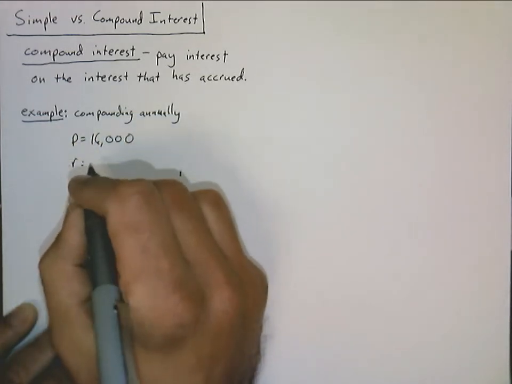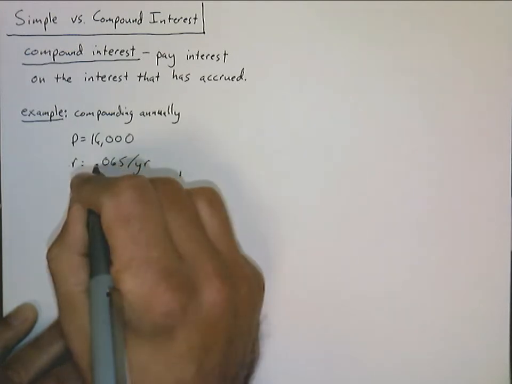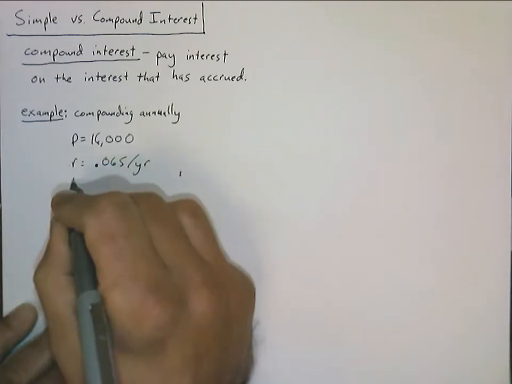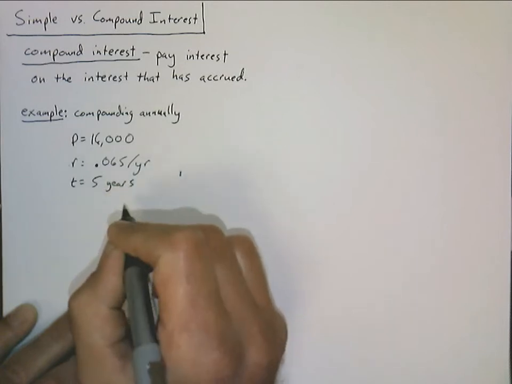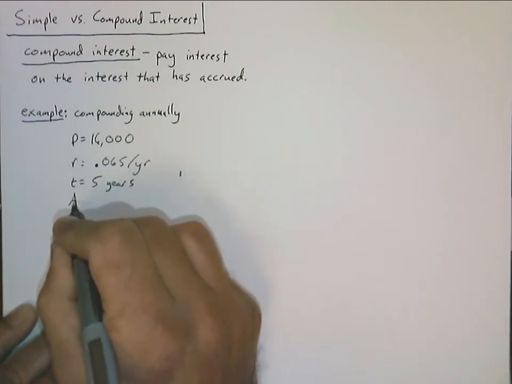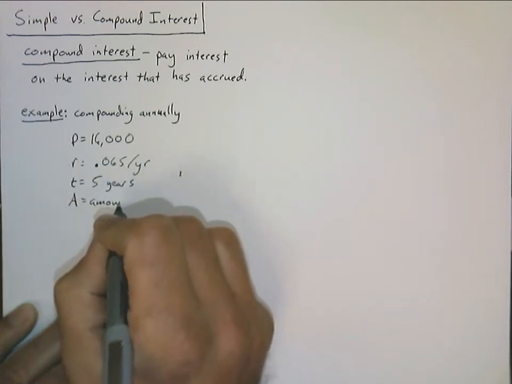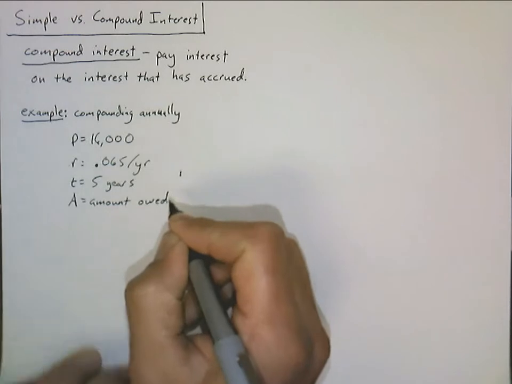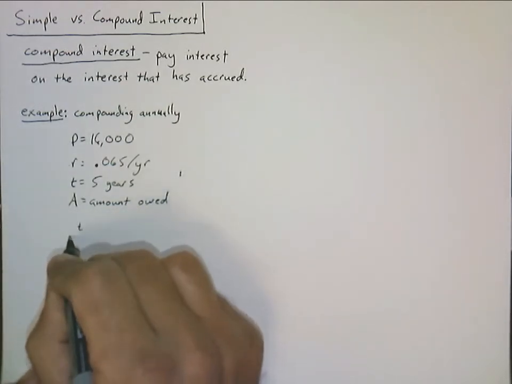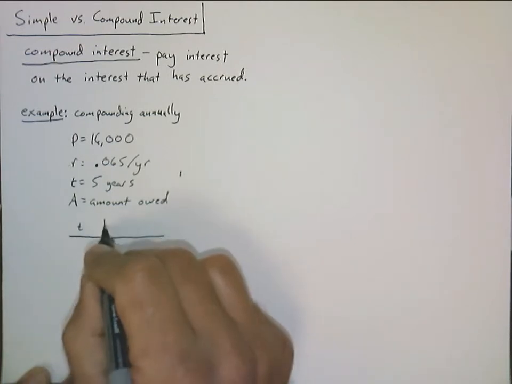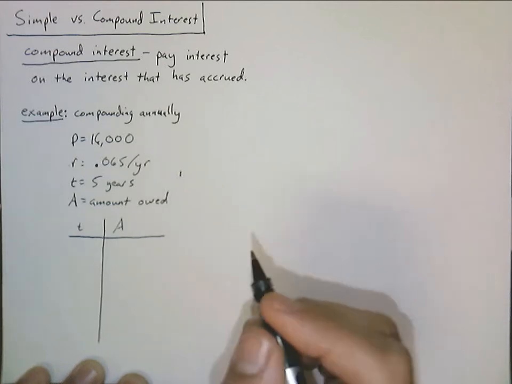The rate is again going to be 0.065 per year, or 6.5% per year. The time is going to be 5 years. And now we're concerned with the amount that we're actually going to have to pay back, or the amount owed. Okay, so the way this is going to work, we'll have time in years as the independent variable, the amount owed as the dependent variable.